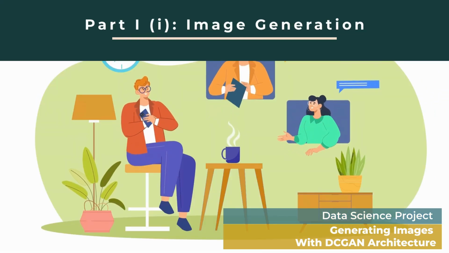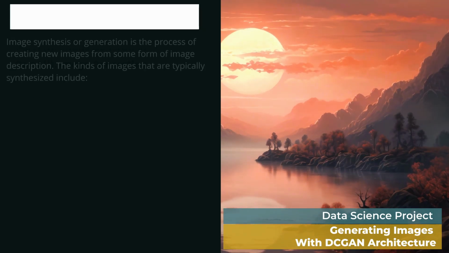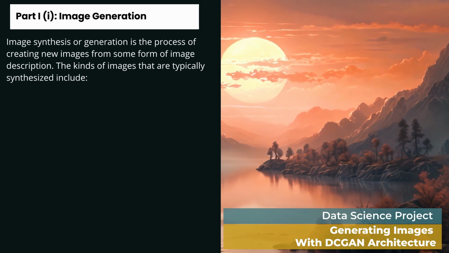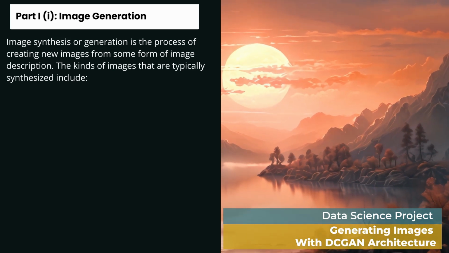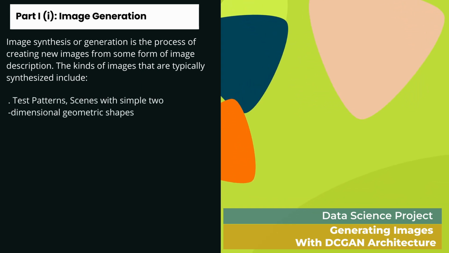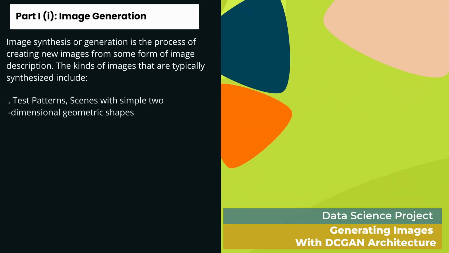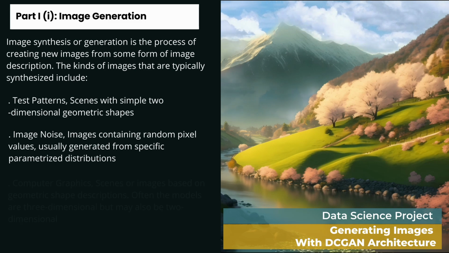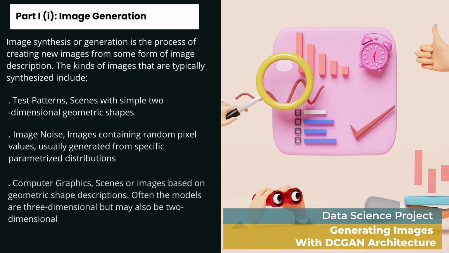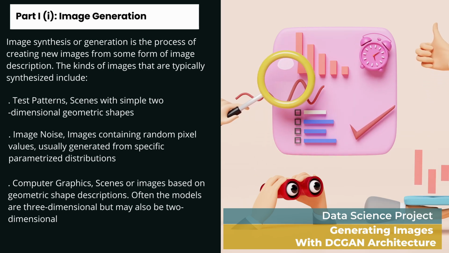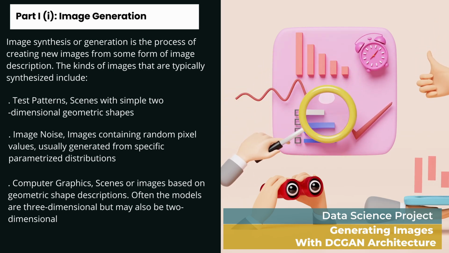So what is image generation? Image synthesis or generation is the process of creating new images from some form of image description. The kinds of images that are typically synthesized include test patterns, scenes with simple two-dimensional geometric shapes, image noise, images containing random pixel values usually generated from specific parameterized distributions, computer graphics, scenes or images based on geometric shape descriptions. Often the models are three-dimensional but may also be two-dimensional.